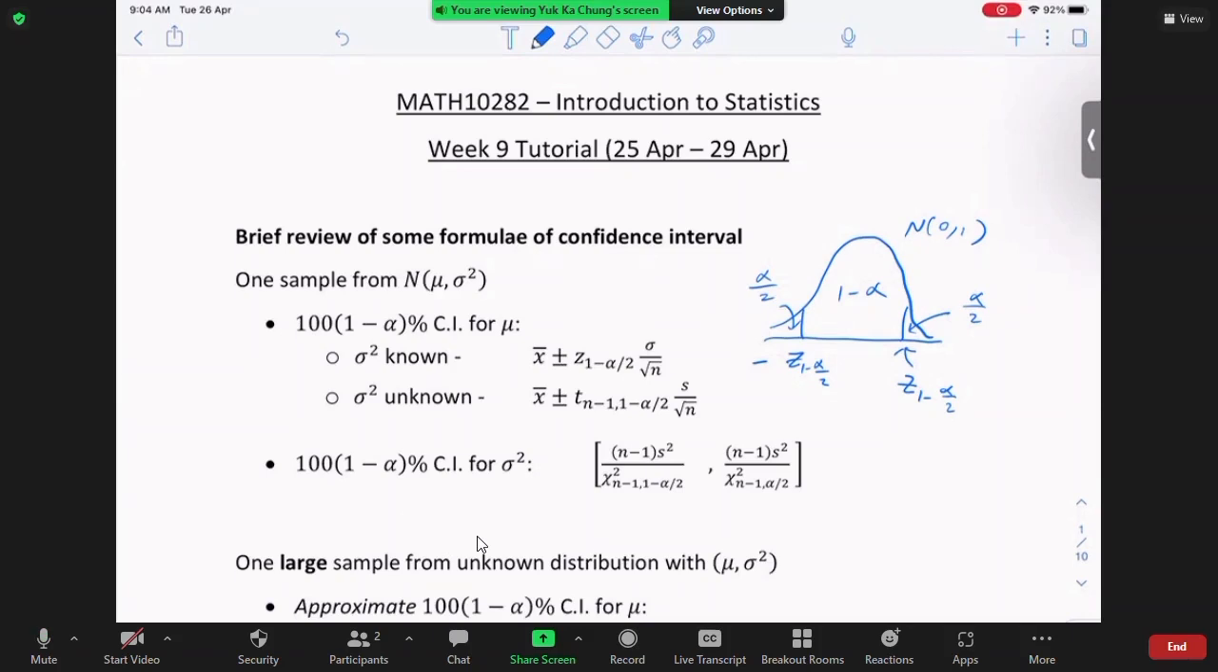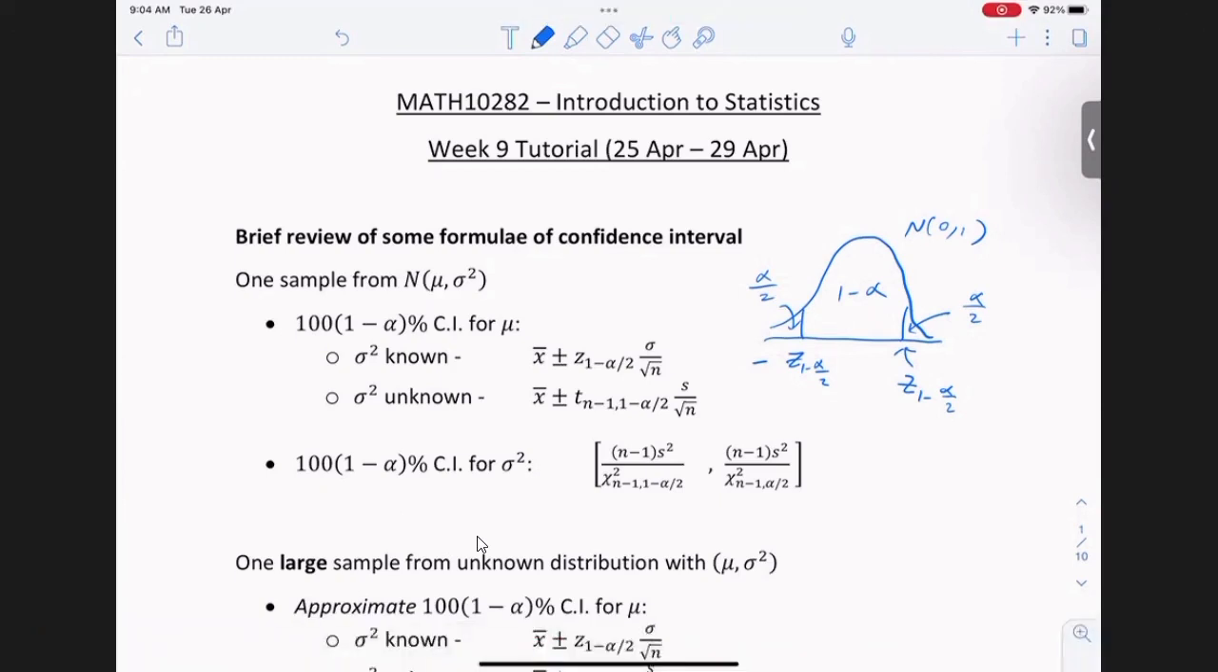Now, besides finding the confidence interval for the mean, we may be interested in finding the confidence interval for the unknown population variance, which is given by this formula. Notice that this formula may not be exactly in the same form as the one in the lecture notes. The reason is that in the lecture notes, the numerator is represented by the sum of the square deviation from the mean. They are exactly the same, because if you divide this quantity by n minus 1, it will be the sample variance. So they are just different representations of the same formula.